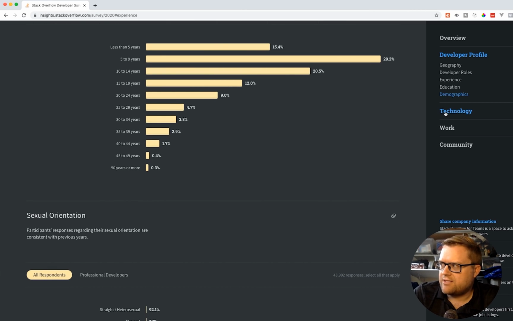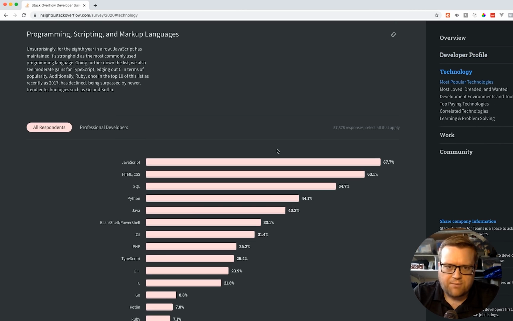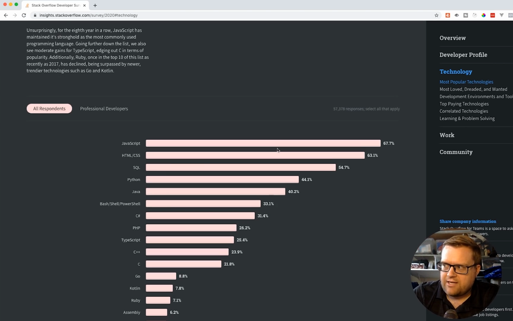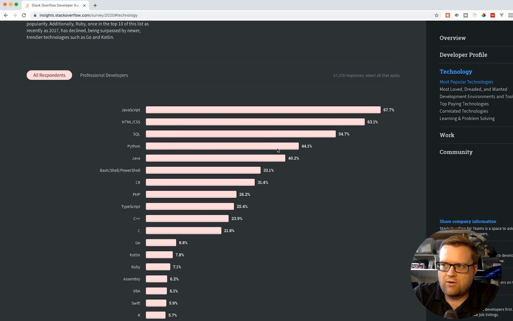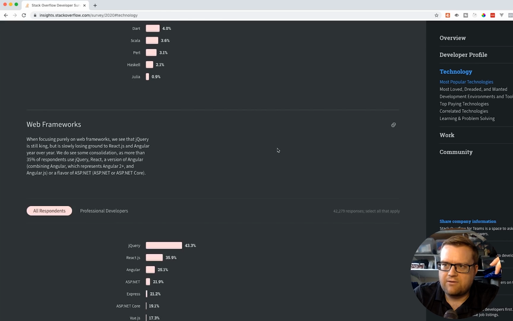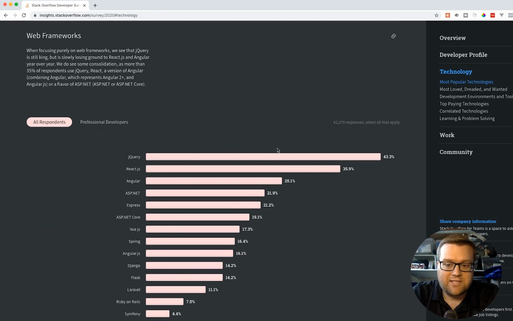Let's jump to technology while we're at it. There's no surprise here. JavaScript is still the most popular language out there between programming, scripting, and markup languages. It still seems to be pretty powerful. HTML, CSS, JavaScript is always kind of near the top, with SQL, Python, Java kind of near the bottom.